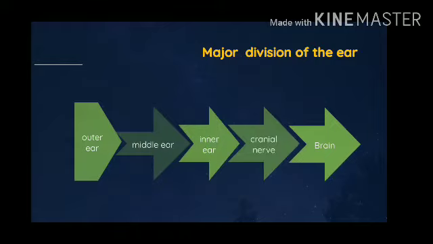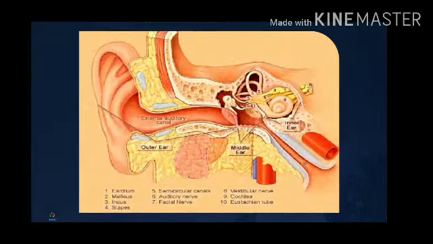The fourth part, which is a very important division in the ear, is the cranial nerve. It conveys the sound wave from the inner ear to the brain. And the fifth one is the brain. In this figure, you can see the internal structure of the ear.